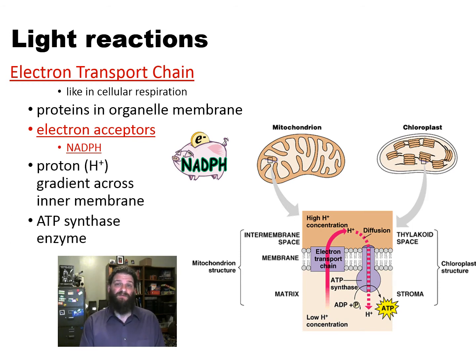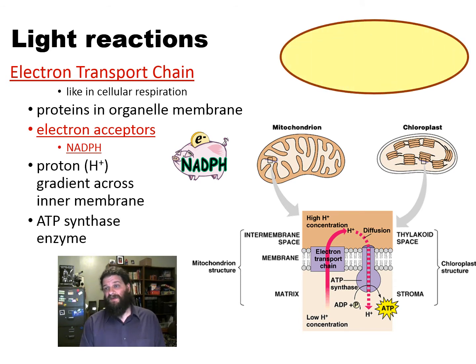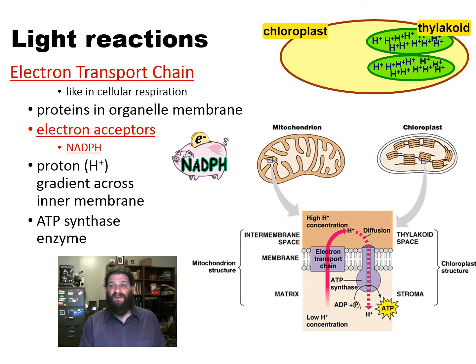It's a proton gradient that's generated across that inner membrane, because in that inner membrane of the thylakoid is where we're going to find that ATP synthase. So as those protons leak back across the membrane, they're going to drive the production of ATP.